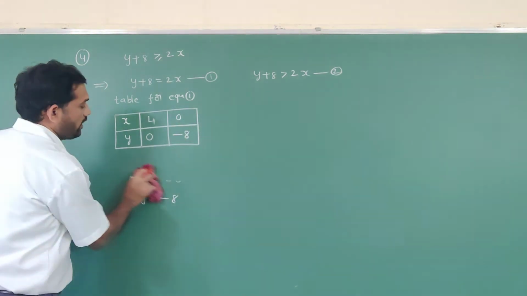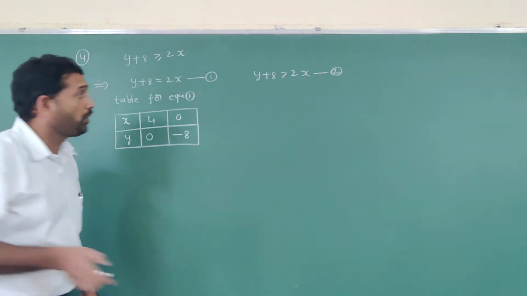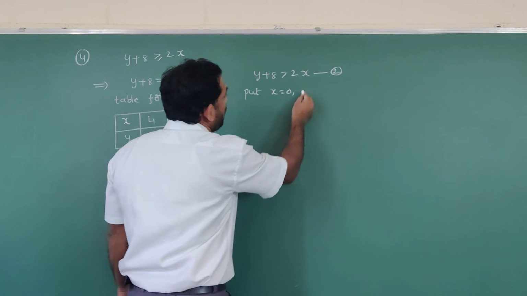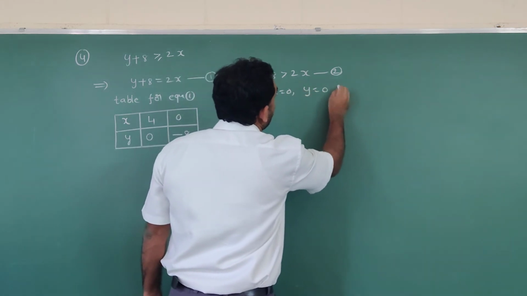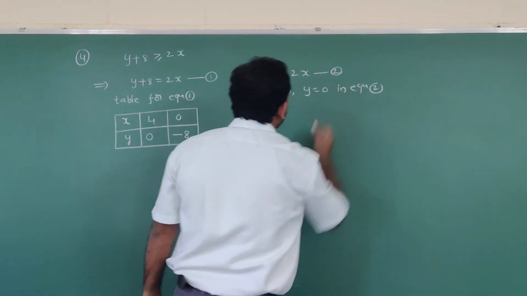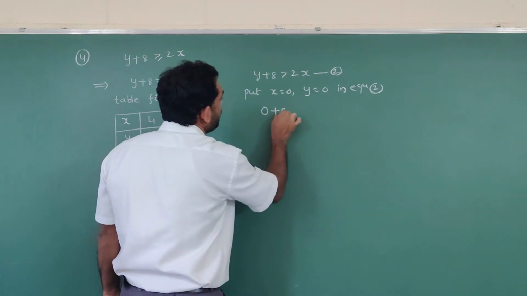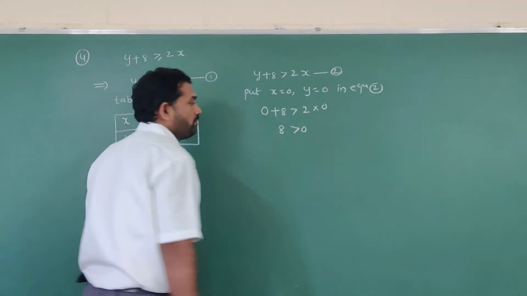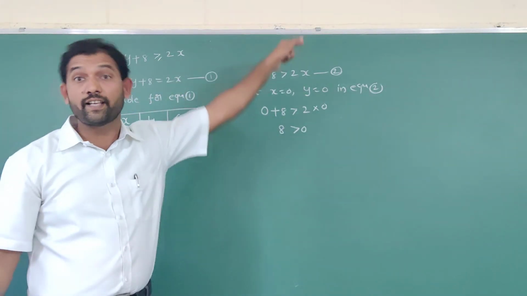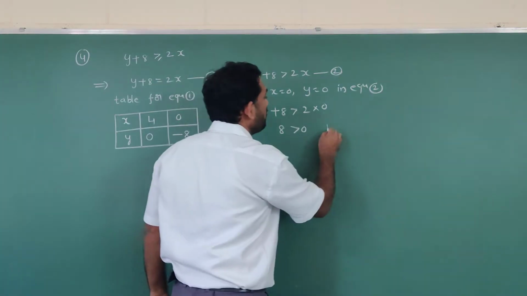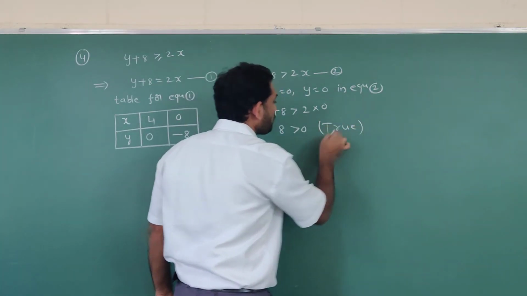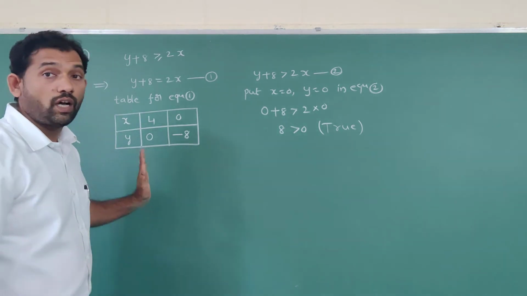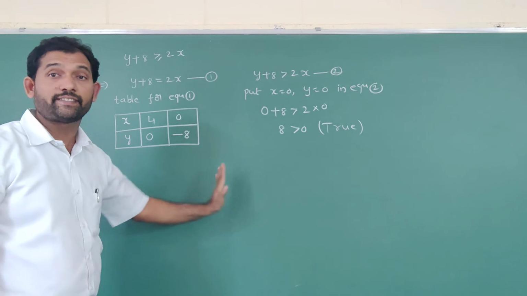Understand, students? Next, put x equal to 0, y is equal to 0 in the inequality. So 0 plus 8 greater than 2 into 0. So 8 is greater than 0. It is true. Remember this point.